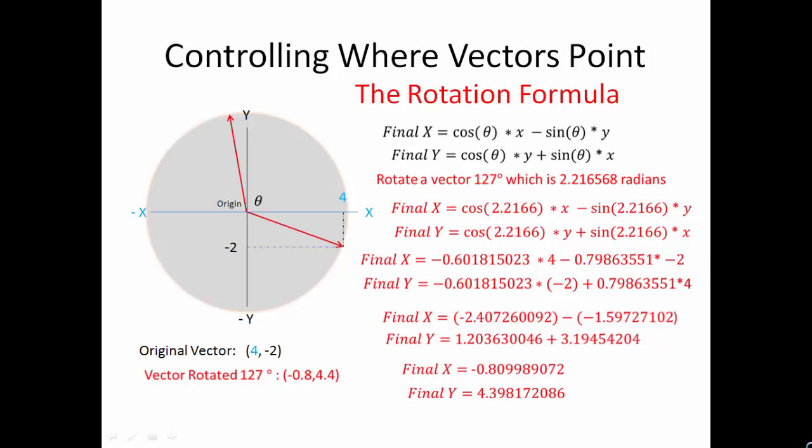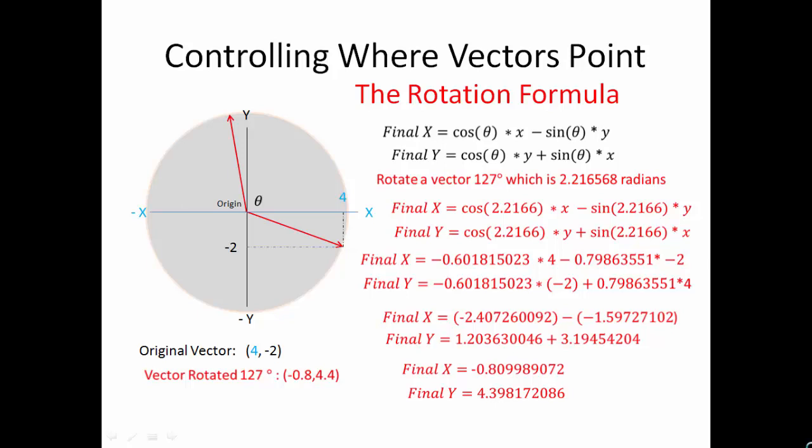So if we actually plug in some values, let's say we've got this vector 4, -2, and we want to rotate it 127 degrees. Well, generally in your API or whatever, it's going to want this done in radians, which are a different unit of angular measurement.